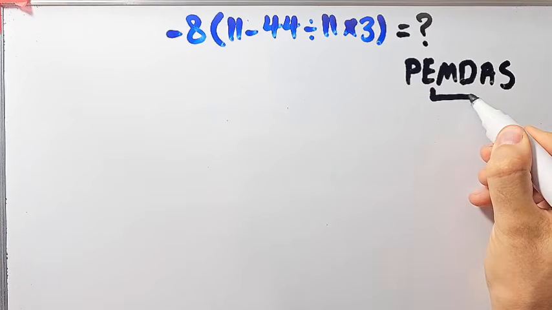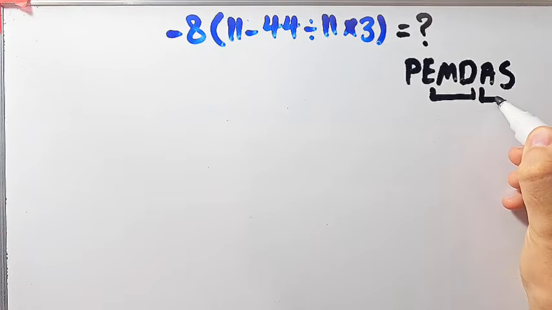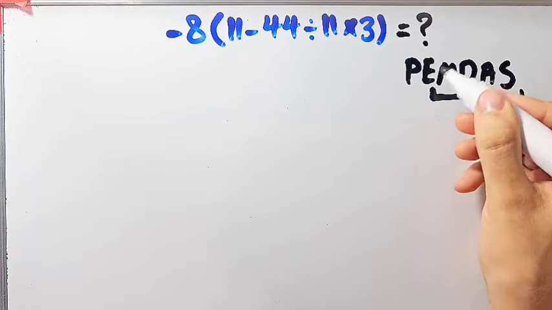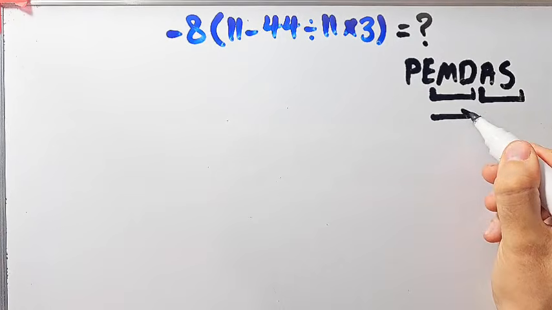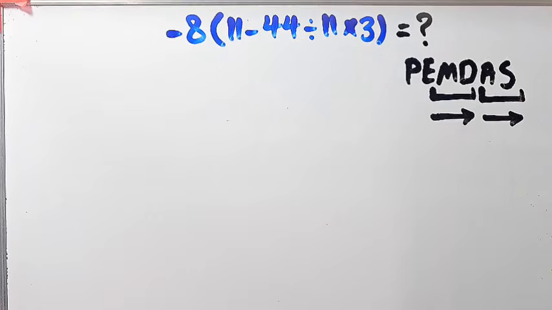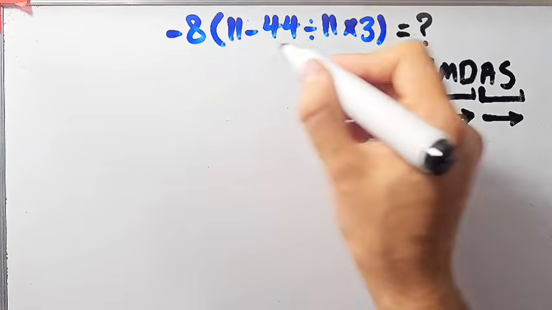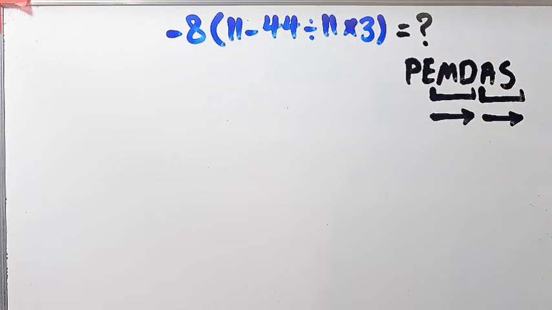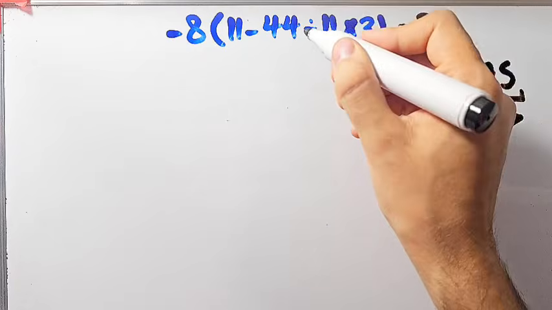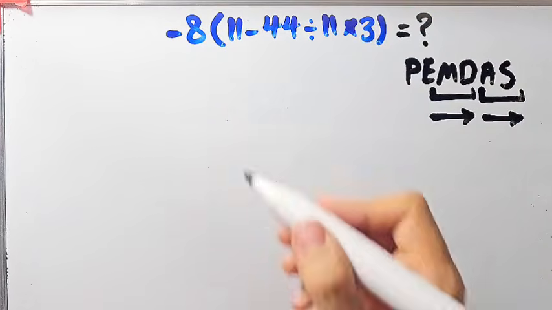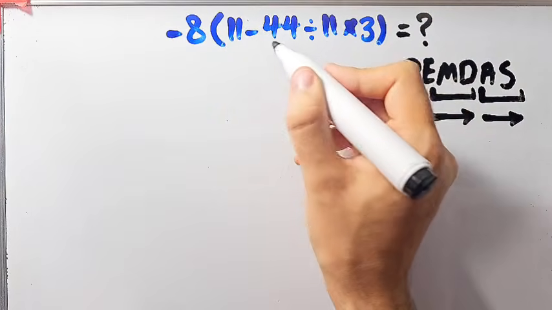Multiplication and division have the same level of priority. Also, addition and subtraction have the same level of priority, and when we have both in an expression, we start from the left and simplify the question. Okay guys, according to the PEMDAS rule, first we simplify these parentheses. We have subtraction, division, and multiplication. First we simplify this division.